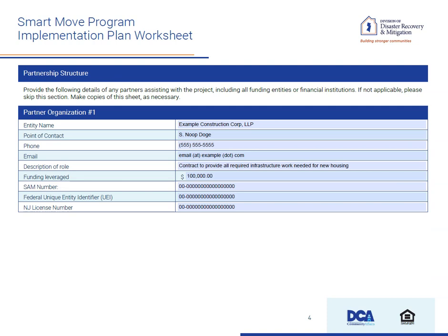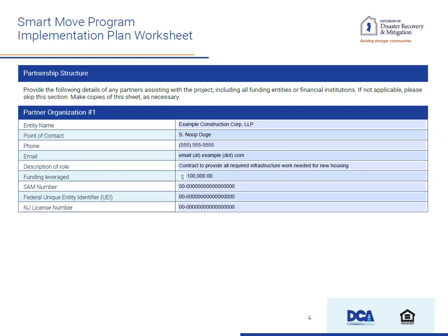Lastly, on pages 4 through 6, in the Partnership Structure section, applicants must provide information about the partner organizations that are assisting with the project effort. This can include financial partners, consulting firms, community organizations, design firms, or other partners providing construction expertise or connections to the community. If not applicable, you can skip this section. Or, if you have over 5 partner organizations or need additional space, please include copies of these sheets as necessary.